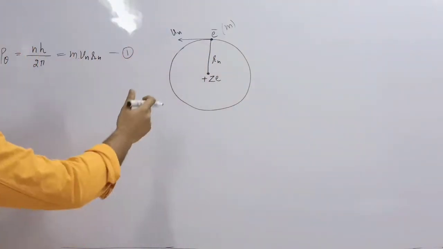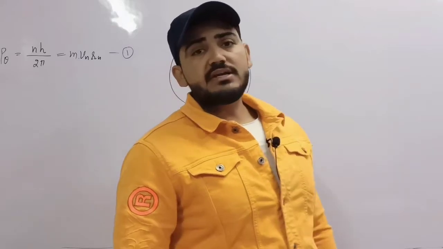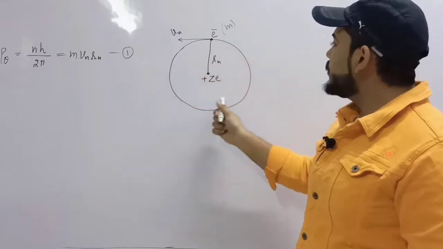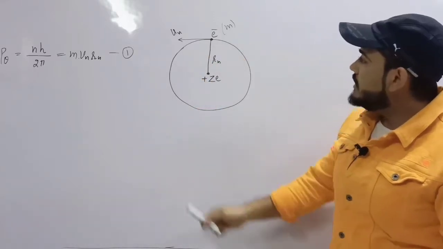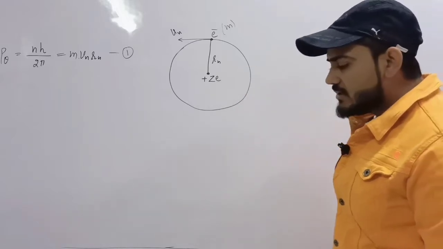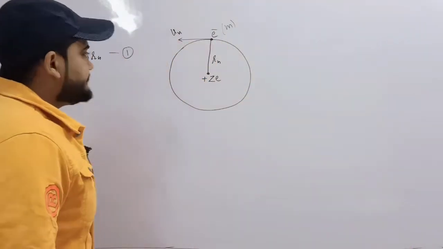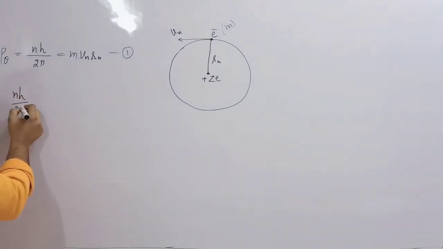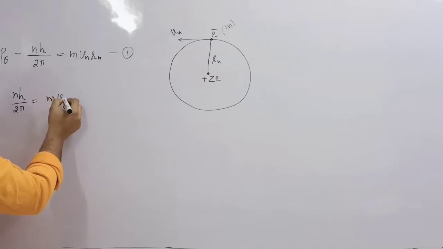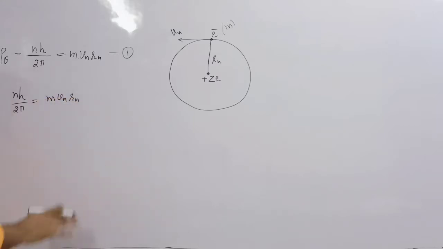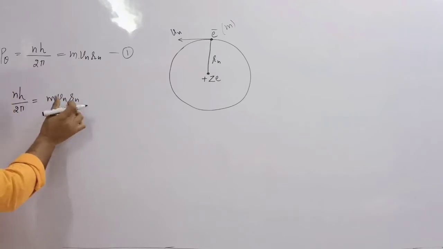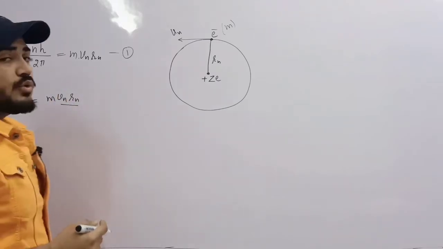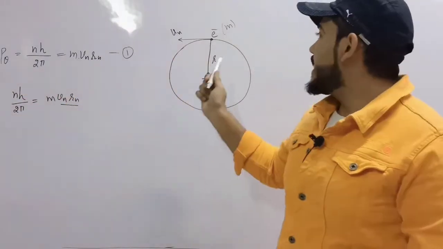How do we proceed now? We have to calculate the radius rn, that is, the radius of the circular orbit in which the electron is revolving, and vn, the velocity of the electron in the nth orbit. So from here, nh upon 2 pi equals m vn rn. It is clear that vn and rn can be calculated from here, but these two quantities are unknown for us. We have to calculate rn and also vn.